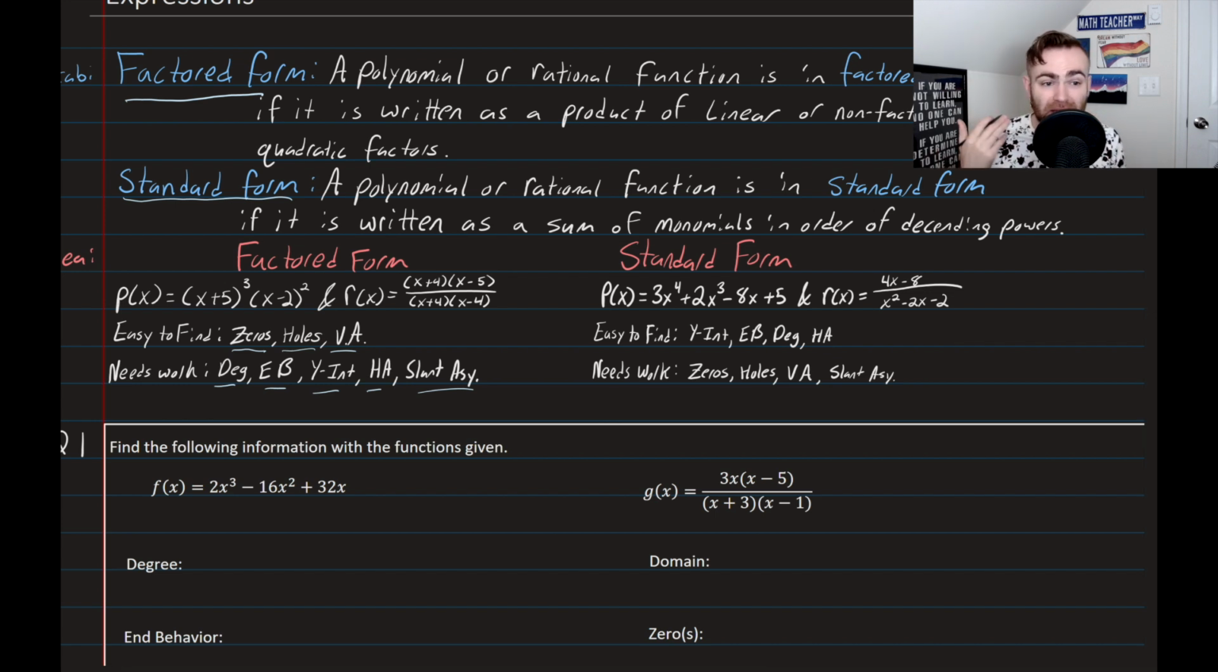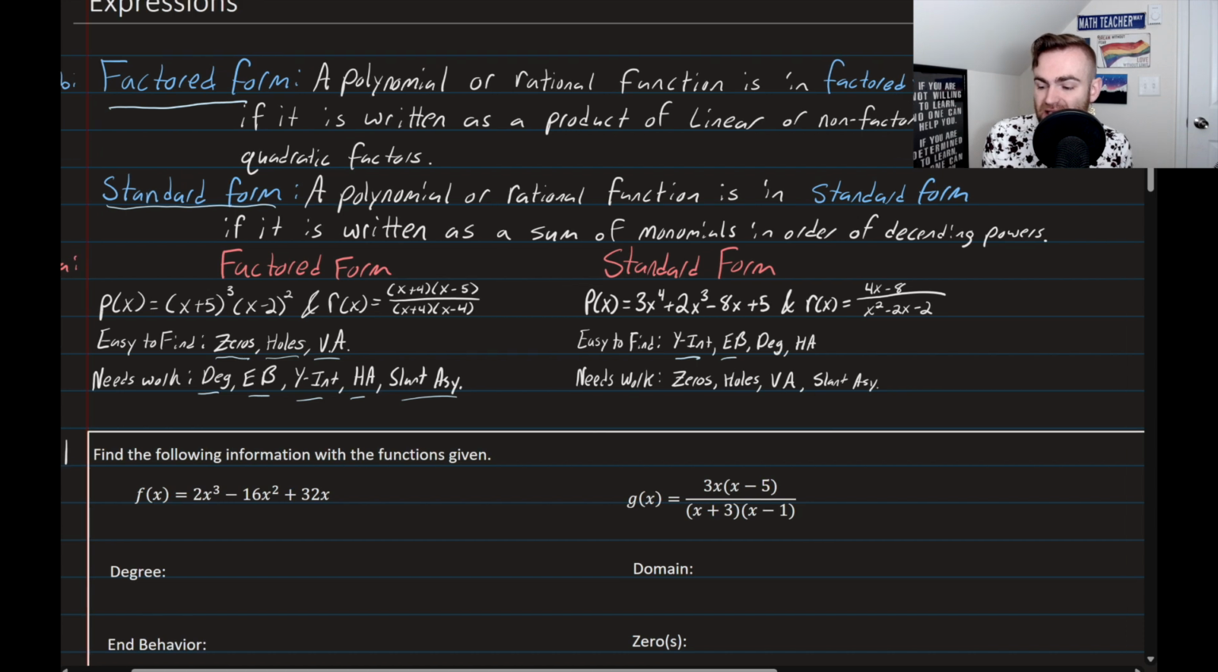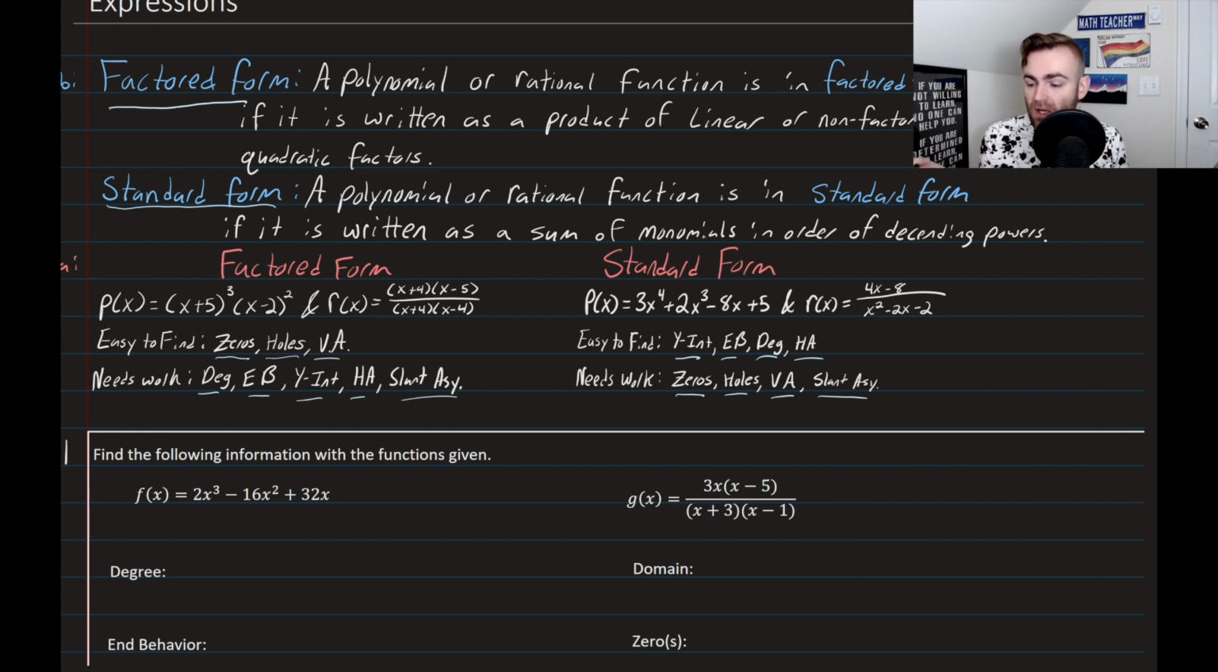Now keep in mind that some of these might not apply for polynomials, like there's no holes in polynomials, for example. With standard form, other information is easier to find, so you have to work a little bit harder for some of the others. What's easy to find in standard form is the y-intercept, the end behavior, the degree, and horizontal asymptotes. What needs a little bit of work is zeros, holes, vertical asymptotes, and slant asymptotes. So some of them need a little bit of work for both. Slant asymptotes need a little bit of work for both factored and standard form, although typically they're easier to find in standard form, as we'll find out a little later.